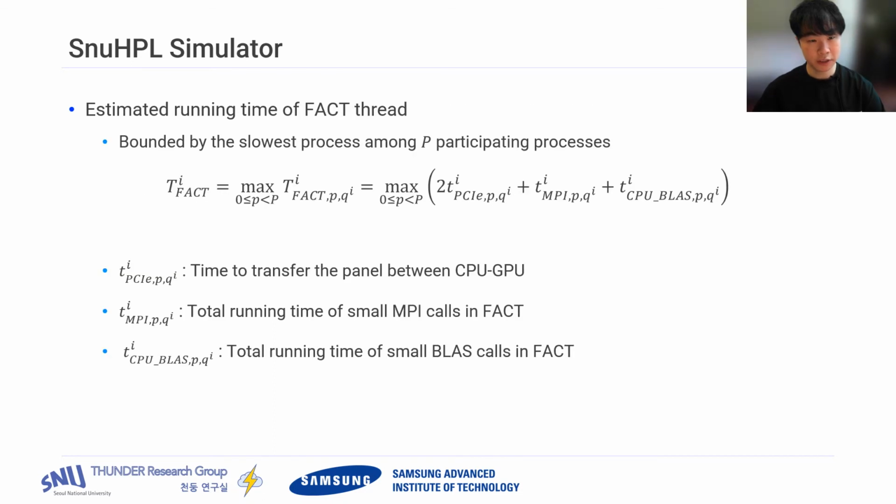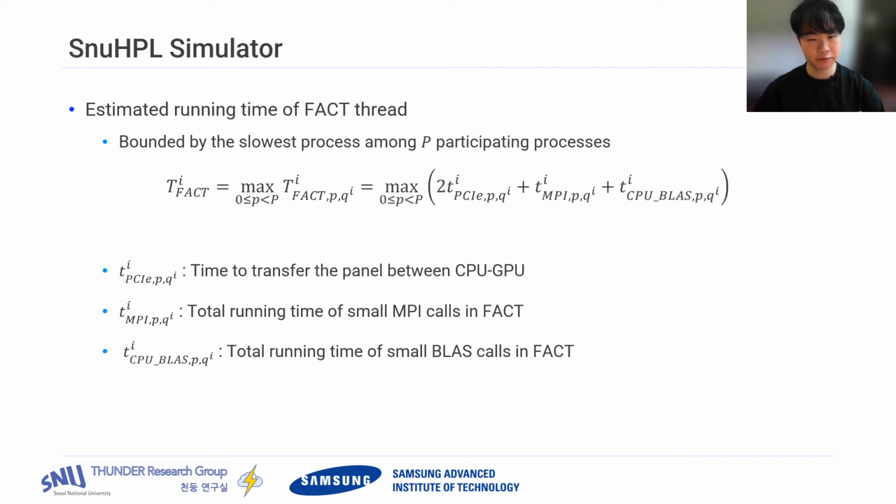First, the estimated running time of the fact thread is bounded by the slowest process among P participating processes. Here, small p and q denote the row and column index of a process in the process grid, and q superscript I denotes the process column index that owns a panel at iteration I. The running time further breaks down into three parts.